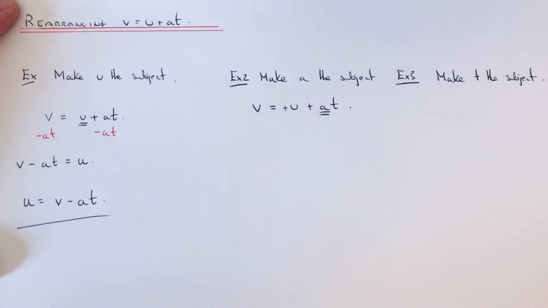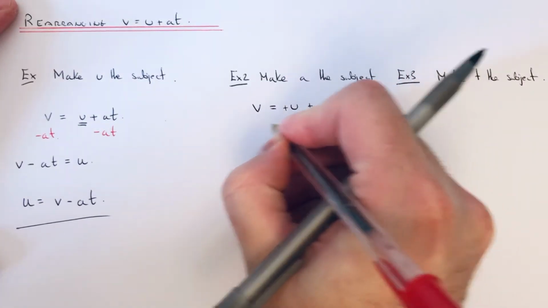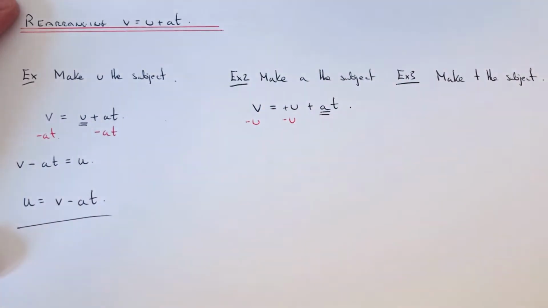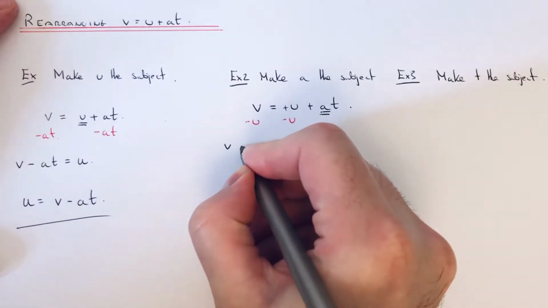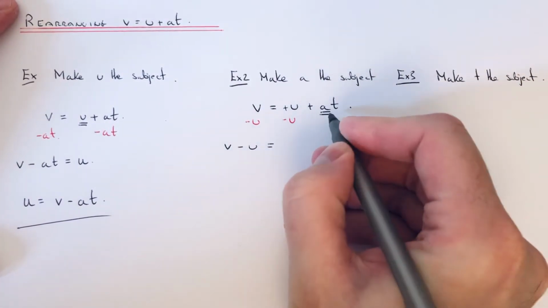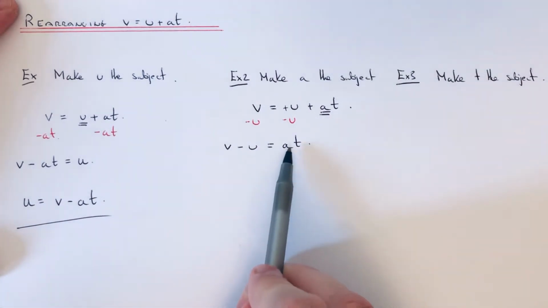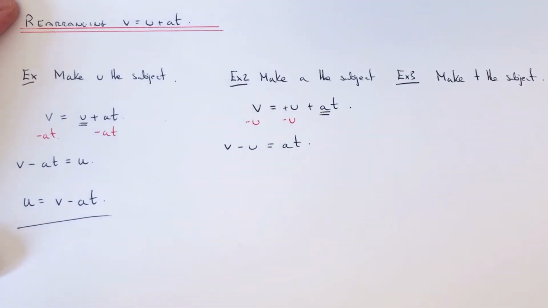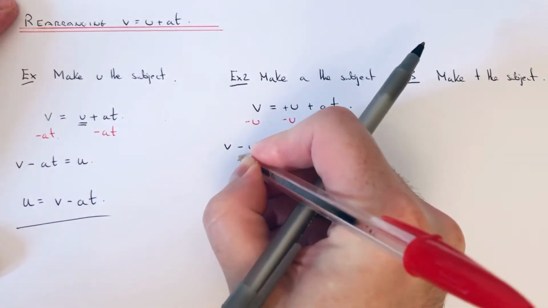So what we need to do is do the opposites in reverse. So if we first of all get rid of the U by subtracting U from both sides, so on the left hand side that will give V minus U equals AT. So A is now being multiplied by T, so the opposite is to divide by T.